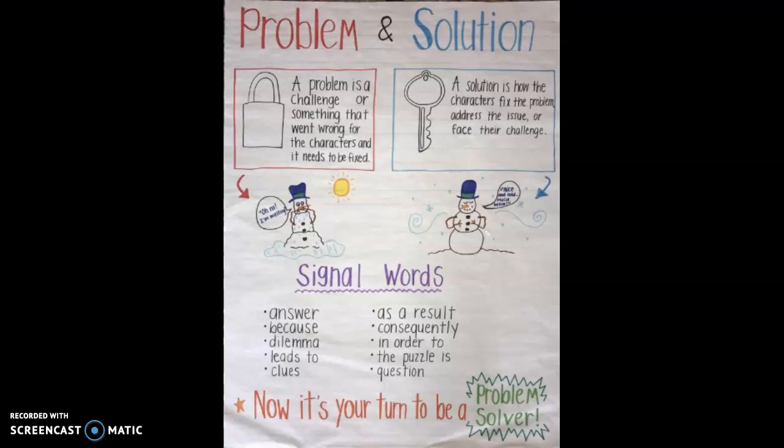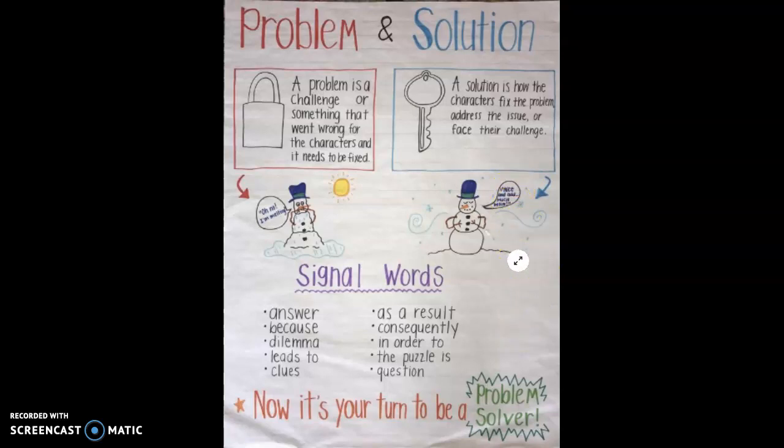needs to be fixed. The solution is how the characters fix the problem, address the issue, or face their challenge. So here we have, oh no, I'm melting. And the solution is him being in the cold during the winter. It says nice and cold.